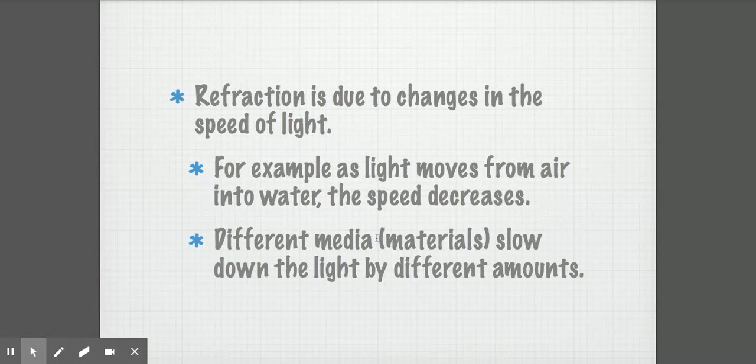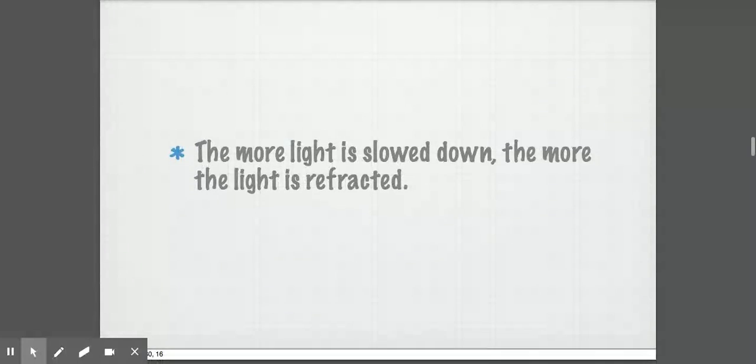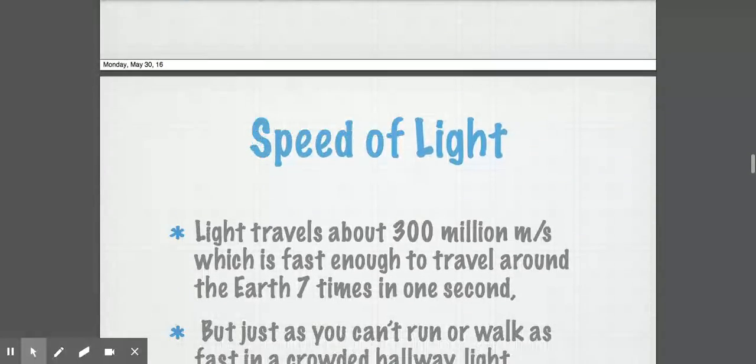We're going to be looking at different media. The term media just means materials. Different media are going to slow light down by different amounts. Water slows light down quite a bit, but other media might slow light down even more. The more light is slowed down, the more light is refracted. Remember, refracted just kind of means bent. So the more light is slowed down as it goes from one substance to another substance, the more it's actually going to bend.